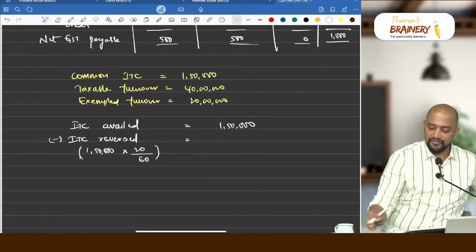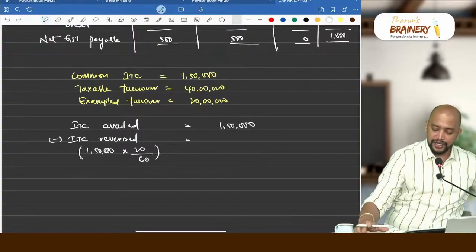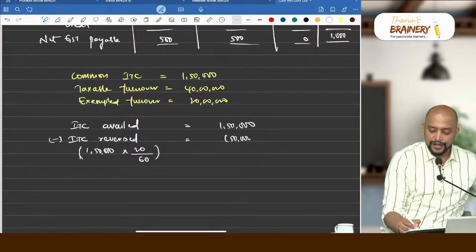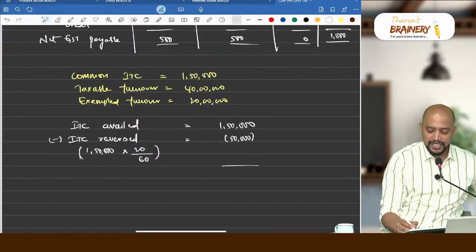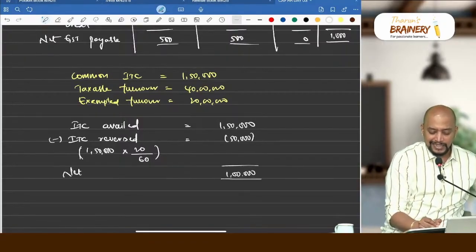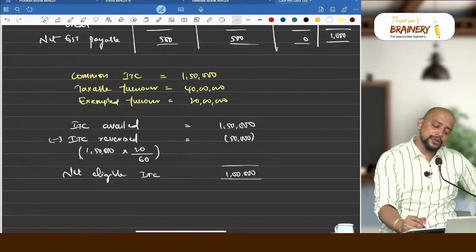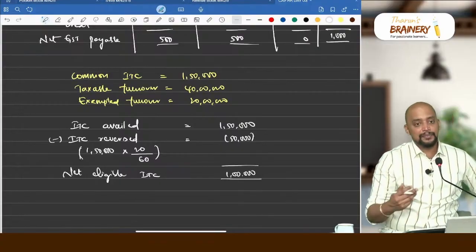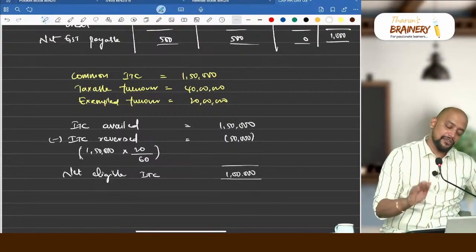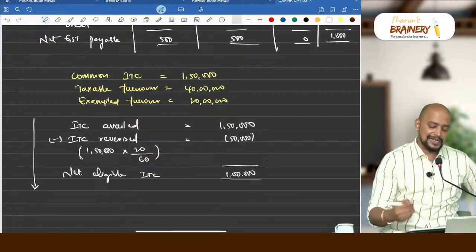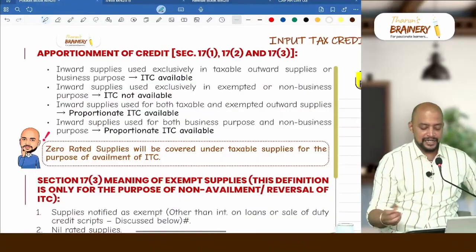So 1,50,000 into 20 divided by 60, that will be 50,000. So when you reduce 1,50,000 minus 50,000, 1 lakh will be taken as the net eligible ITC. So this is the format you need to follow. Directly also 1,50,000 into 40 by 60 we can take, but that should not be followed. This is the format in which you need to avail the ITC. So ITC avail minus ITC reverse, net eligible ITC. So that is only given here.